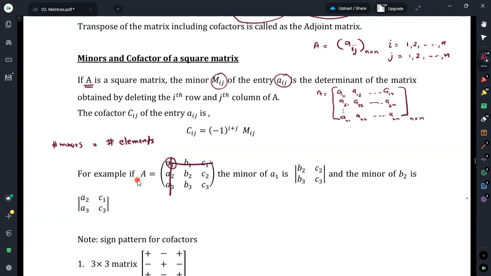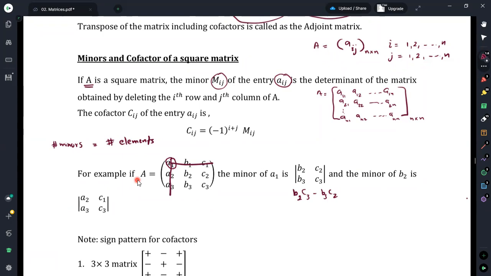Therefore, we can take the minor of A1 by taking the determinant of B2, C2, B3, and C3. Here, we know that it is simply obtaining the determinant of a 2 by 2 matrix. Therefore, we can take the difference of the product of the diagonal elements. Then this can be taken as B2C3 minus B3C2. Therefore, the minor associated with A1 is B2C3 minus B3C2.